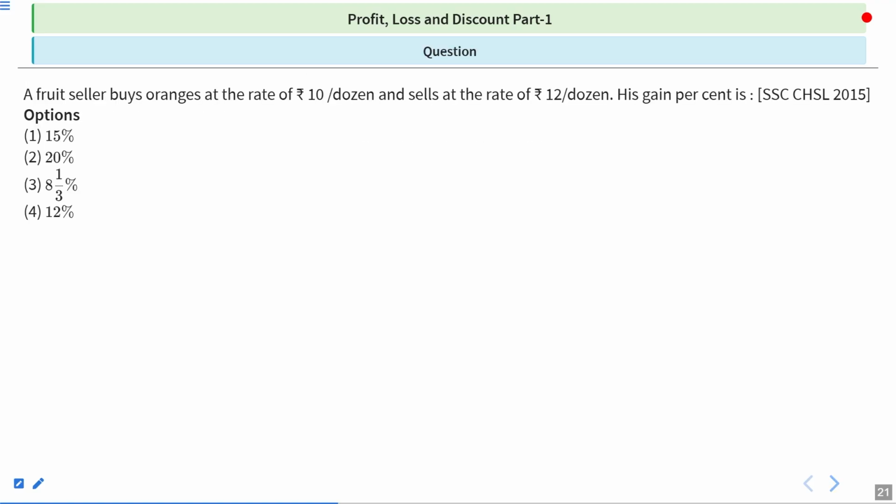A fruit seller buys oranges at the rate of rupees 10 per dozen and sells at the rate of 12 rupees per dozen. His gain percentage is? This question was asked in the SSC CHSL 2015 exam. Now there are four options. First one is 15%, second is 20%, third is 8 and 1 by 3%, and fourth one is 12%. Now you have 10 seconds to solve this question. Your time starts now. Now time's up. Let's see the solution of this question.